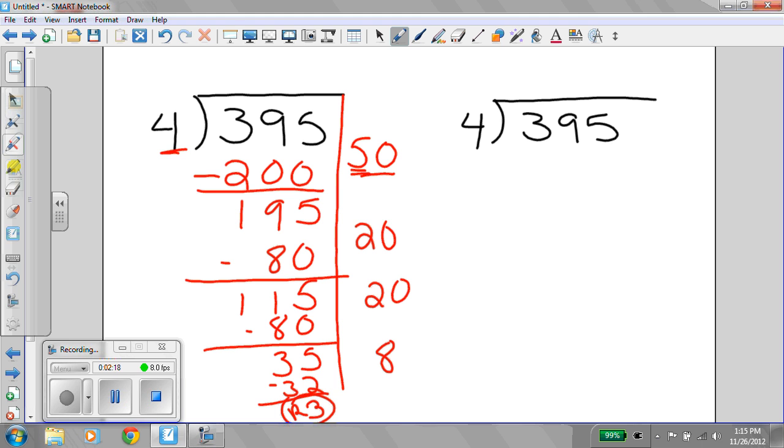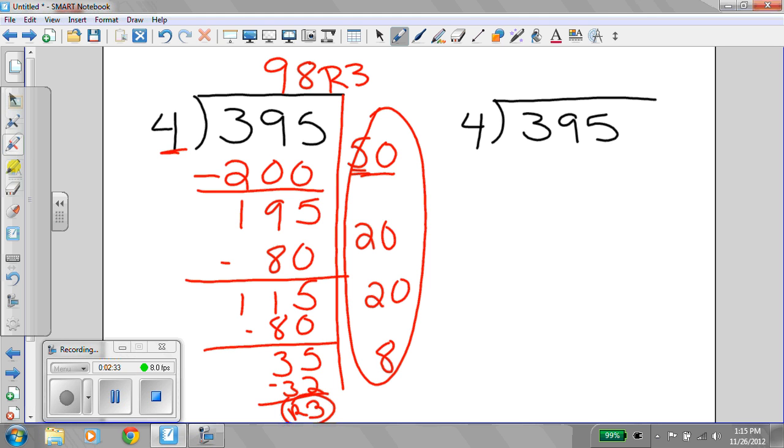So now what I'm going to do is add up what I have on the side here. 50 and 20 is 70. 70 plus 20 is 90 plus 8 is 98. My answer is 98 with a remainder of 3. This was Alasia's interpretation and came up with the correct answer. Is this the only way of doing it this way? No. You can choose some other numbers.